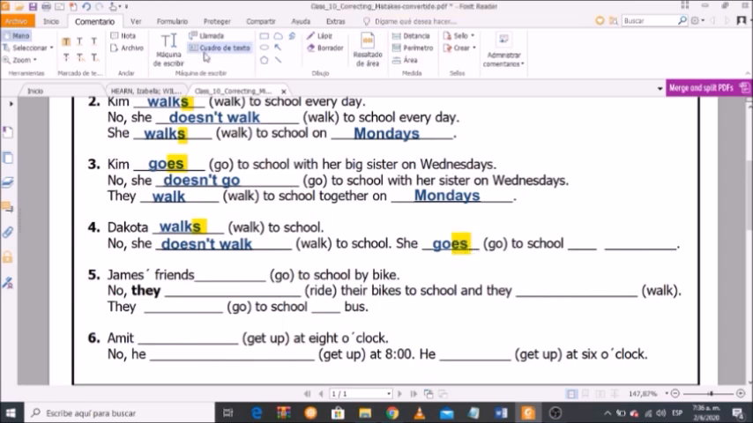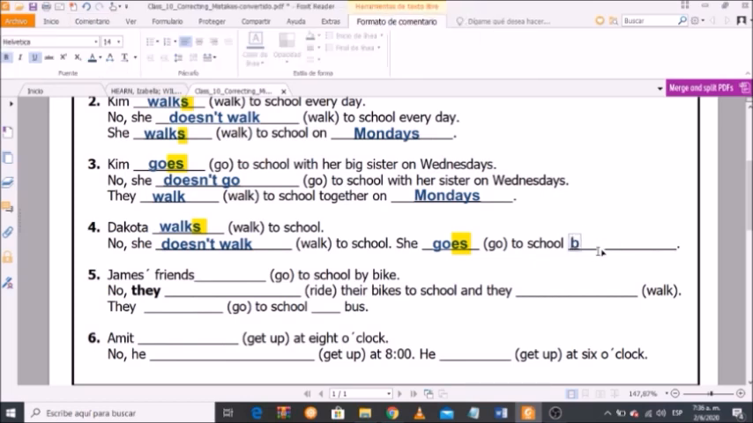To school. And how does she go to school? How does she go to school? Okay, very good. By boats. She goes to school by boats. Recuerden también que cuando hablábamos de los medios de transporte que usamos para dirigirnos a ciertos lugares, usábamos la palabra by. Okay?